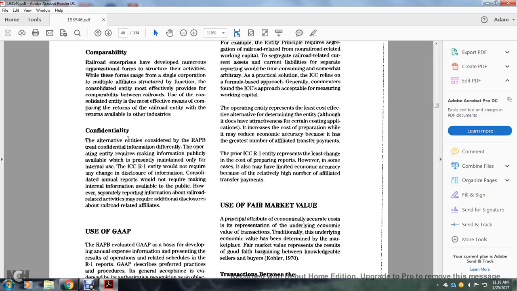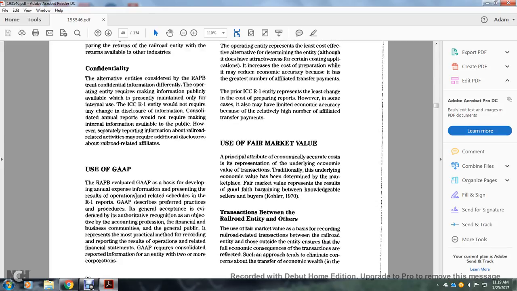On confidentiality, the alternative entities described and considered by the Railroad Accounting Principles Board treat confidential information differently. The operative entity would require making publicly available information presently maintained only for internal use. The Interstate Commerce Commission R-1 entity would not require any change in the disclosure of information; consolidation and annual reports would not require making internal information available to the public. However, separate reporting of information about the railroad-related activities may require additional disclosure about railroad-related affiliates.